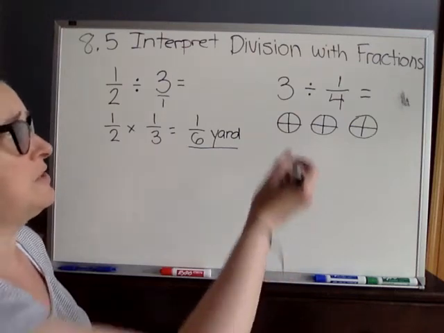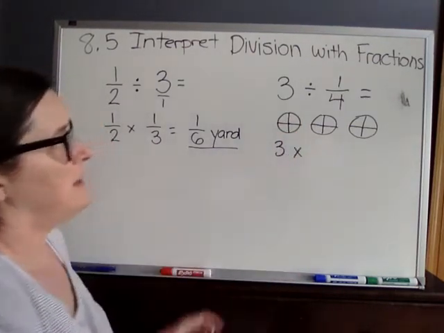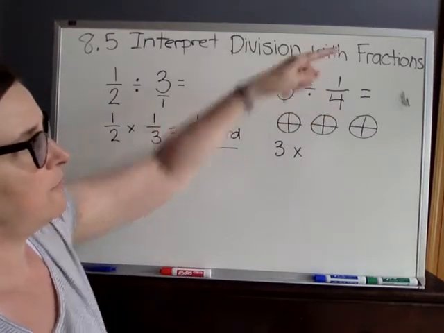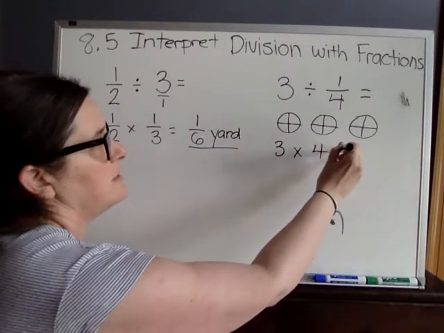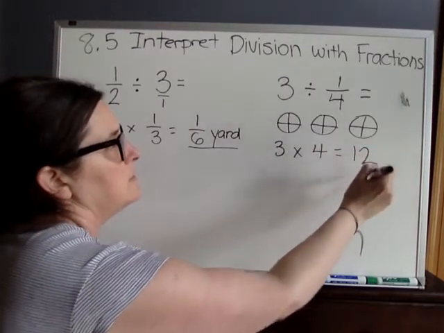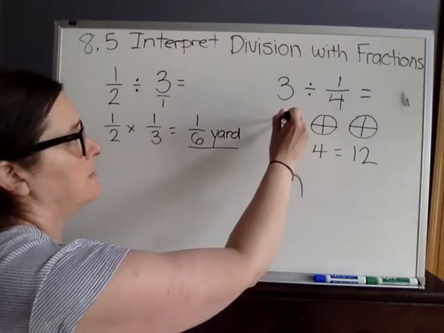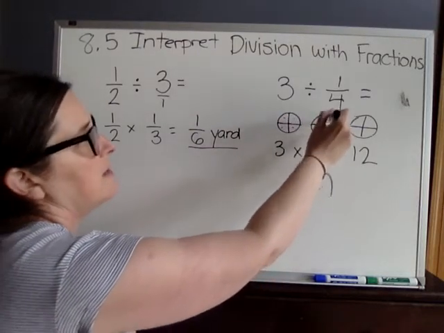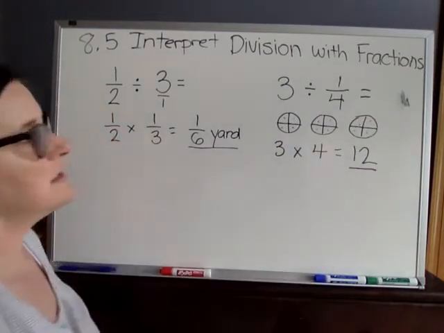So when you go to do the math on this one, you're multiplying and flipping your fraction. So 4 goes up top, which means 4 is a whole number, and 3 times 4 is 12. Or you could have counted all of the pieces here: 1, 2, 3, 4, 5, 6, 7, 8, 9, 10, 11, 12. And that is how you get your answer.